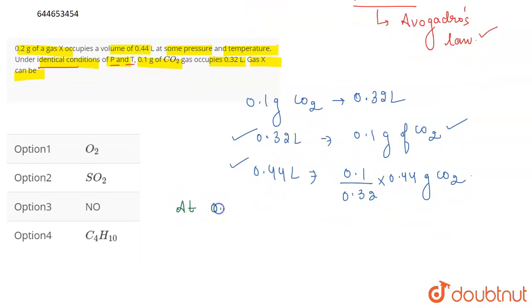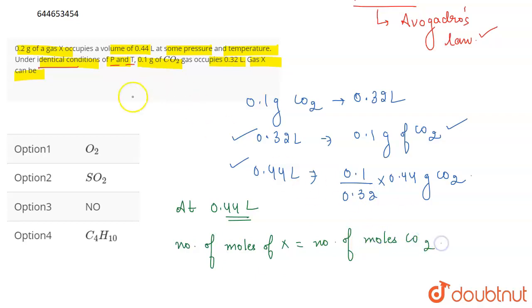So basically, at volume 0.44 liter, the number of moles of gas X will be equal to the number of moles of CO2. Because we are already given that pressure and temperature are constant, and we are considering a given volume, which is 0.44 liters, the volume is also the same. So the number of moles for gas X will be equal to the number of moles for gas CO2. The number of moles of gas X will be the given weight, 0.2, divided by the molar mass M, which we have to find out to determine which gas X is. This is equal to the number of moles of CO2.